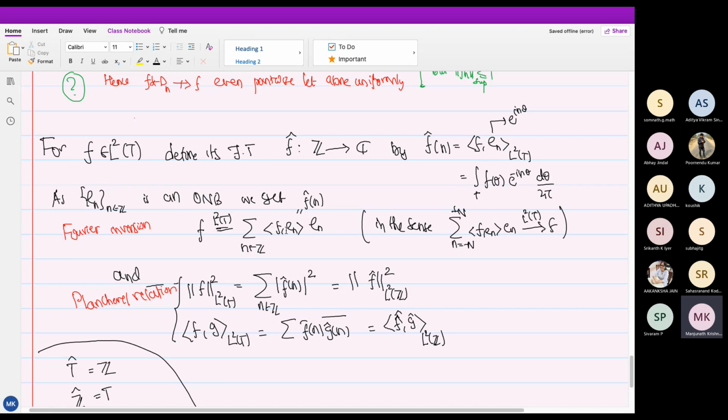So we have f equal to the sum of f inner product e_n, which is f hat of n, times e_n. So this is the recovery formula. This is Fourier inversion. This is defining the Fourier transform in terms of the function. This is recovering the function in terms of the Fourier transform.